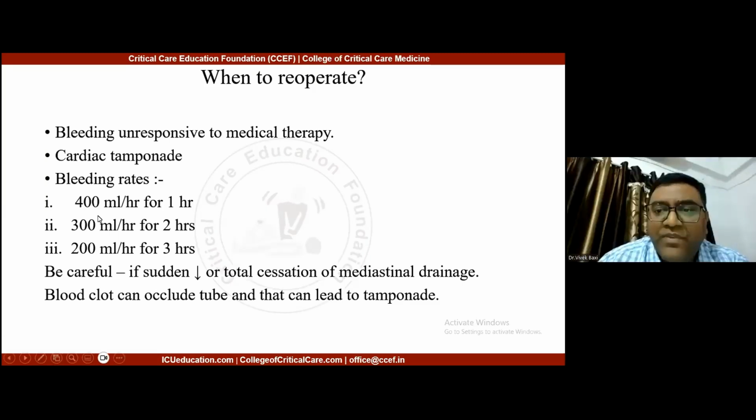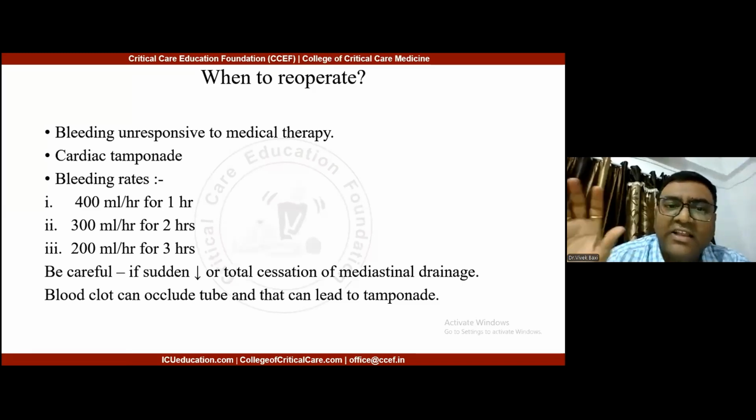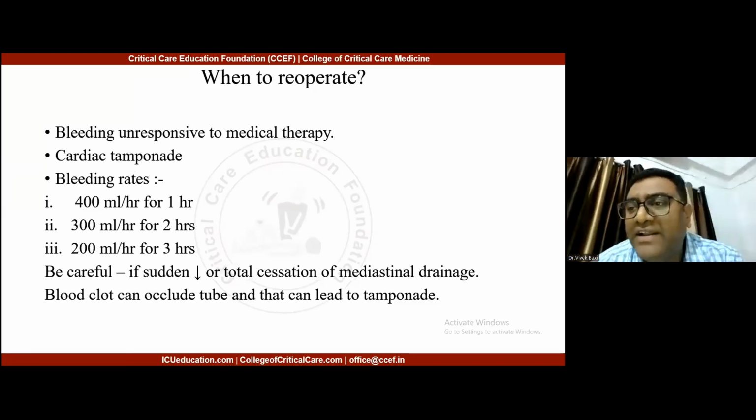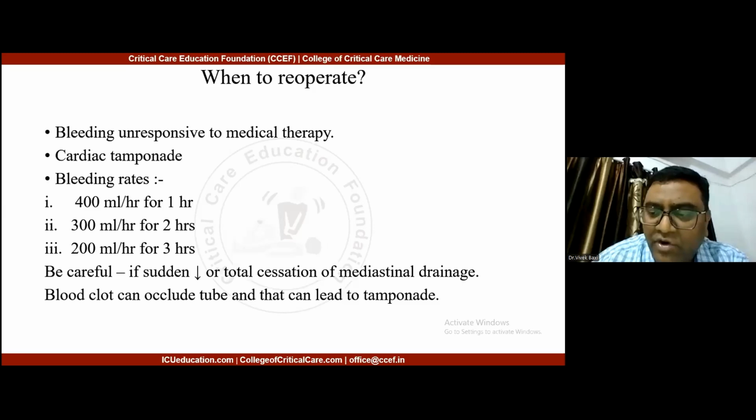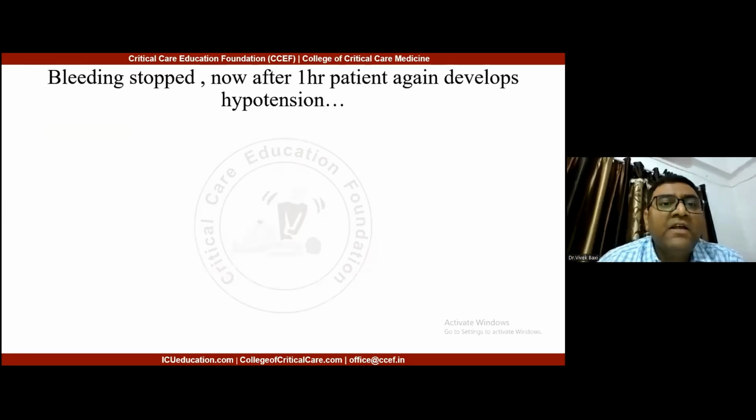Moving forward, I hope all of you have cleared your doubts regarding re-operation or re-exploration. The indications are this, and the most important one, as ma'am said, graft failure, graft spasm, or non-functioning of the graft.